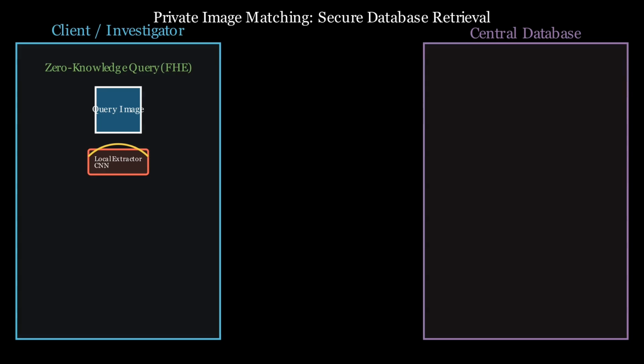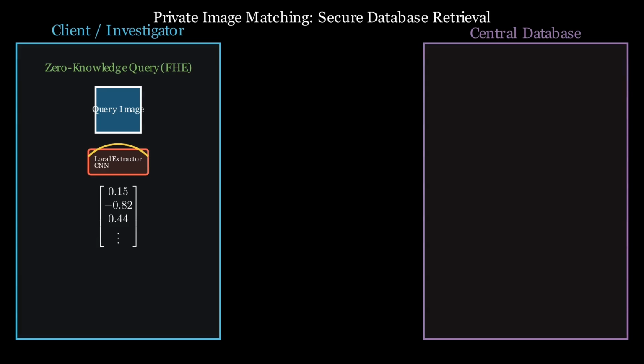Therefore, HERS and private image matching adopt an edge computing architecture. The pre-processing begins entirely locally at the client's secure environment. As you can see, the raw query image is passed through a lightweight, pre-trained convolutional neural network deployed directly on the investigator's device. This local CNN acts as a highly optimized feature extractor. Instead of outputting an image, it distills the complex facial structures into a dense, one-dimensional feature vector, often referred to as an embedding. Look at the vector now generated on screen.